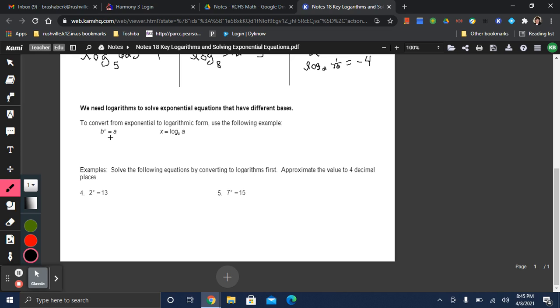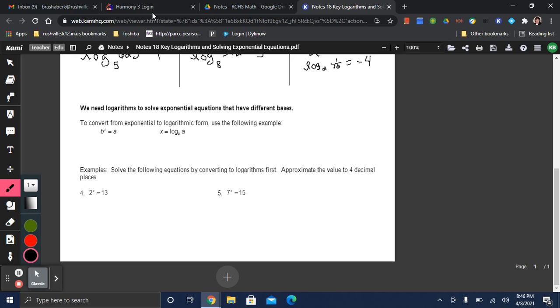So we're going to convert from an exponential. See that you have a base with an exponent equals an answer, to a logarithm in order to solve. Notice that the exponent is what we're solving for, and then your base is written in the lower part of the logarithm, and then the answer is what you're taking the log of. So here's an example. We have 2 to the x equal to 13.